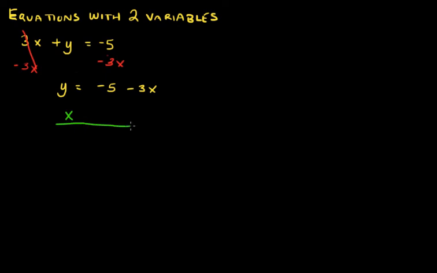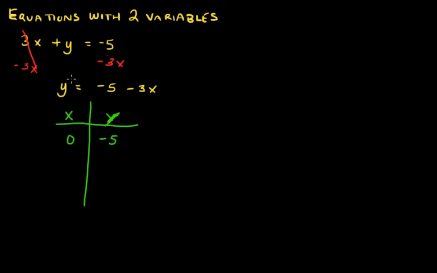So let's plug in some numbers. We'll make a little table of values. That's supposed to be a y. Okay, so let's say x is, I'll start with an easy one, 0. Why not? Okay, so -5 minus 3 times 0. Well, that's just -5. Well, that was helpful.